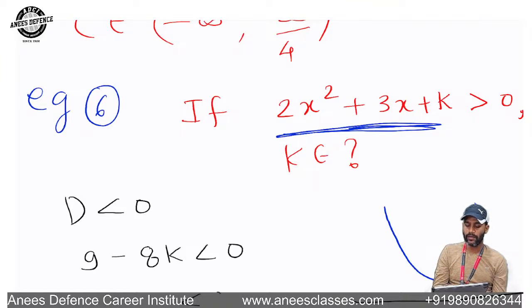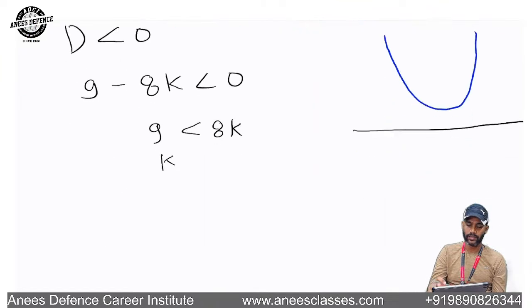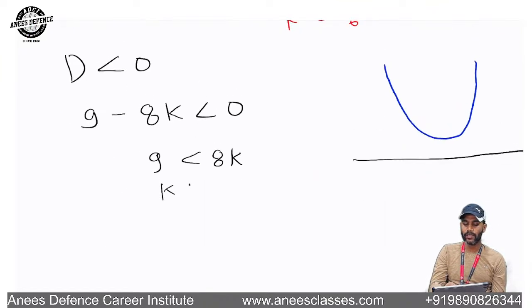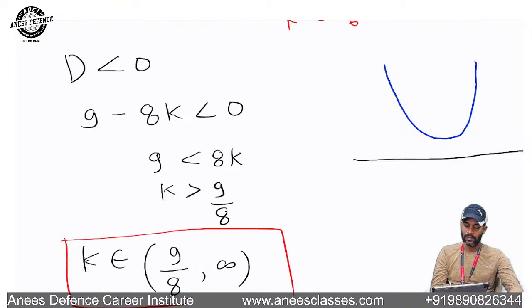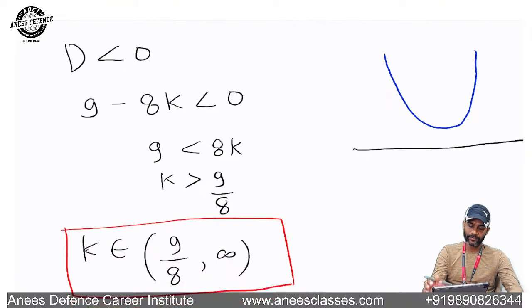So 8k will go there. It becomes positive 9. So k is greater than 9 by 8. So k belongs to 9 by 8 to infinity, open to infinity. Is there any doubt? Shall we move ahead? One more example.